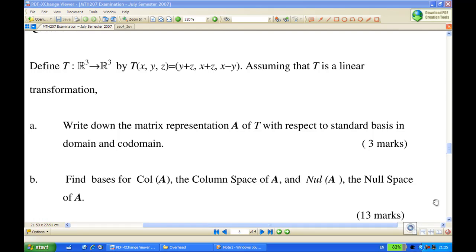Hi, for this recording, I'm going to show you how to find the basis of the column space of A and the null space of A, where A is the matrix representation of a linear transformation. The linear transformation is T of x, y, z equal to y plus z, x plus z, x minus y. Let's look at the solution.